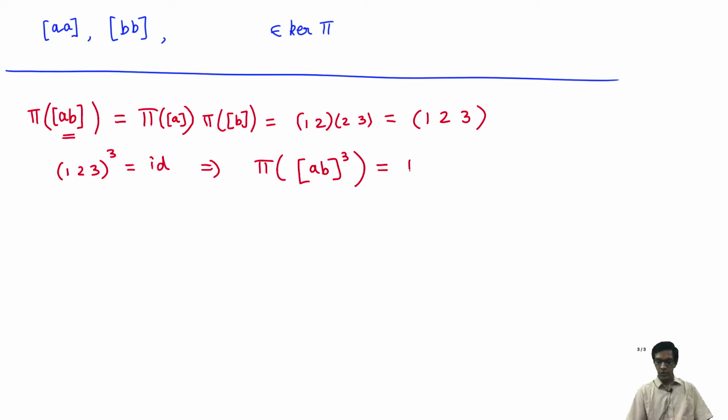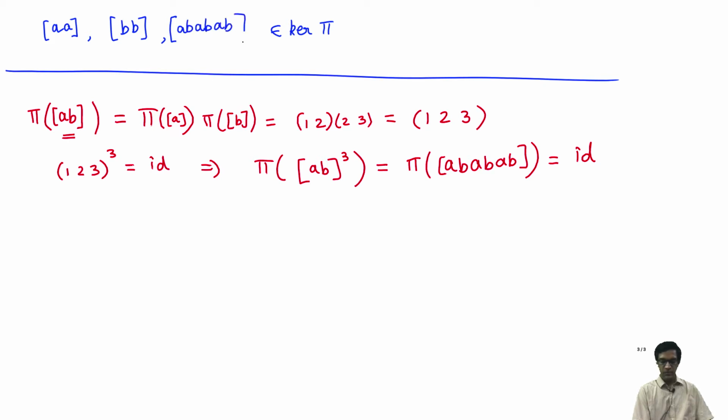What is AB whole cubed? That's just the word ABABAB. I just repeat AB thrice. If I compute this, that's going to be the identity again. So, I can write out another word, ABABAB, and these three words certainly belong to the kernel of this homomorphism pi.